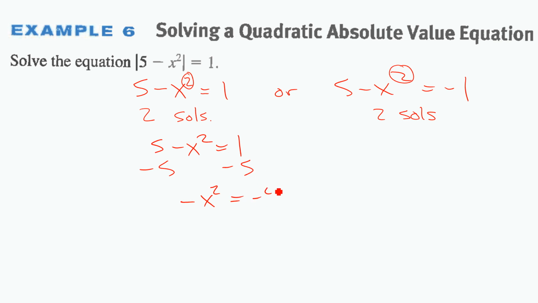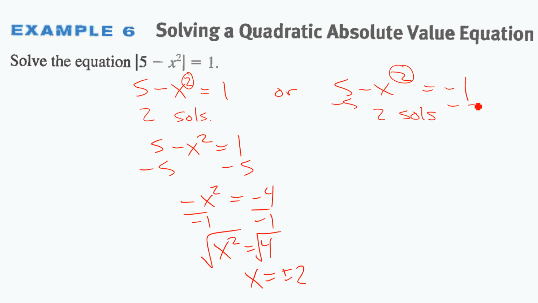So we're going to get -4. We'll divide by -1. So x squared equals 4. And we'll square root both sides to get x equals, not just 2, but plus or minus 2. Here we'll subtract 5, and we'll get -x squared equals -6. So x squared equals 6. The square root doesn't reduce, so x equals plus or minus root 6.